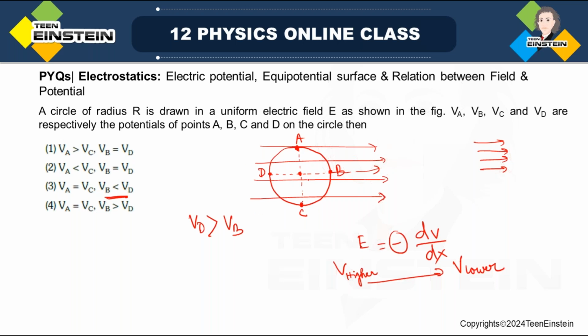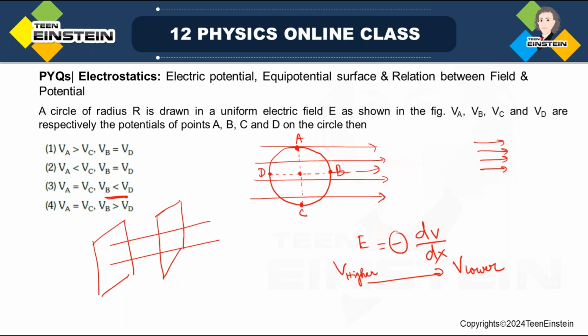Now let us see A, C and the center. These three points are on the same vertical line. This is a uniform electric field, so everywhere the field is the same. If you remember the equipotential surfaces, equipotential surfaces are perpendicular to the electric field lines.